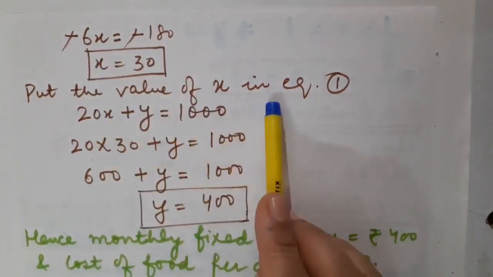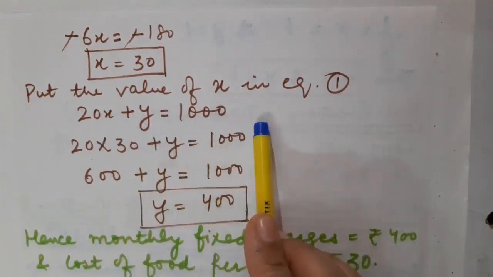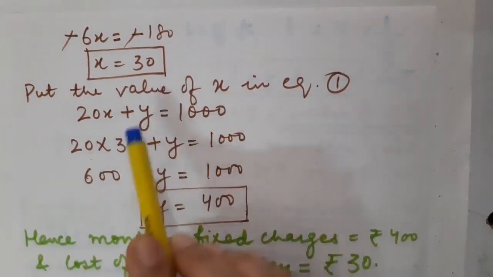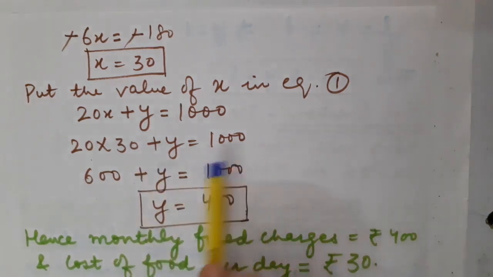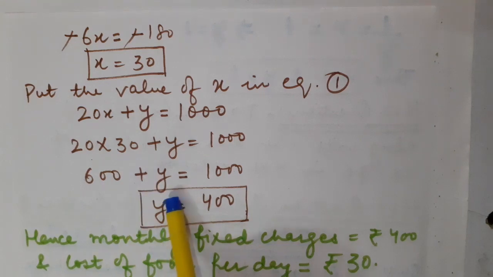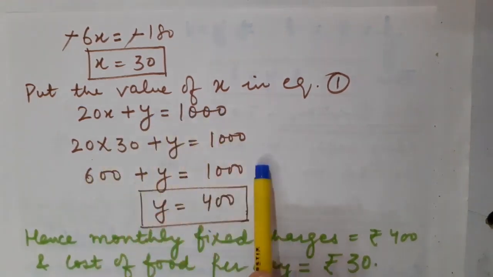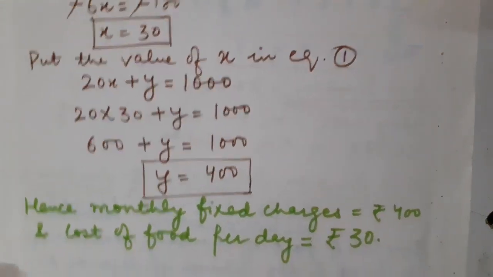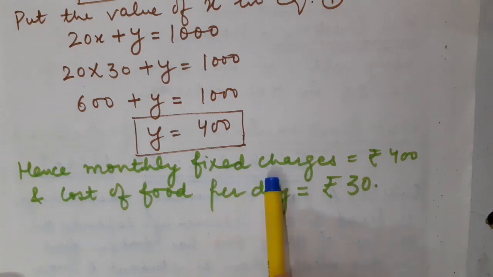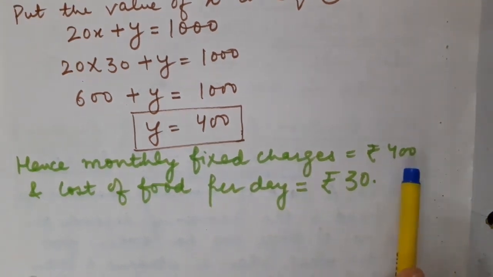Now put the value of X in equation number 1. This is 20X plus Y is equal to 1000. 20 into, in place of X I am writing here 30, plus Y is equal to 1000. That is 600 plus Y is equal to 1000. So Y is equal to 1000 minus 600, that is what? 400, correct? So hence the monthly fixed charge is rupees Y, which is equivalent to rupees 400, and the cost of the food per day, that was rupees X, which is actually rupees 30.